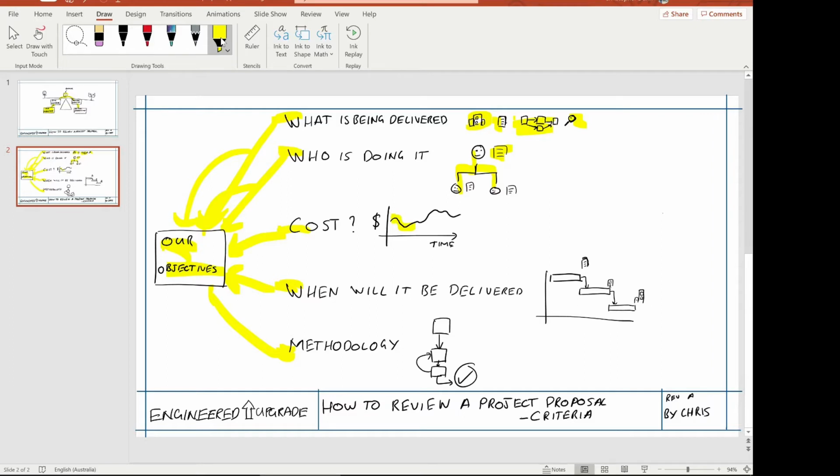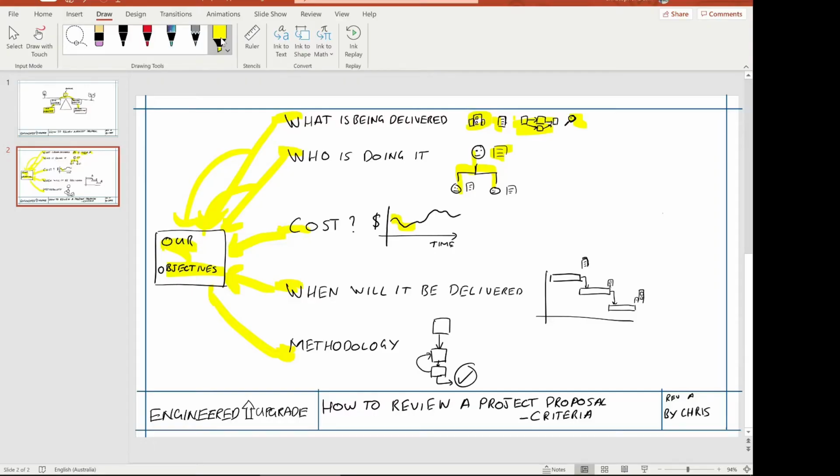Now, this is an important one for consultants. If you're a consultant out there, make sure you worry about your cash flow. Make sure you worry about how often you're getting paid, how often money is being received, compared to how often money is going out to the people who are delivering the project. So that sort of cost. So cash flow being one of them for consultants.